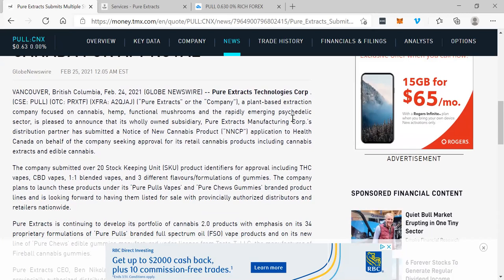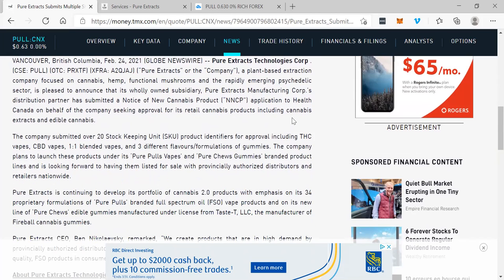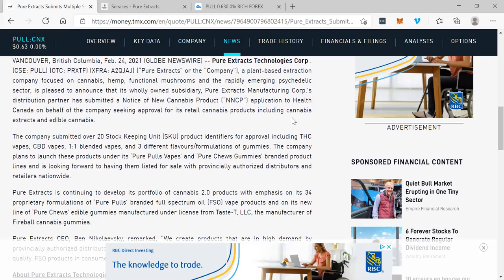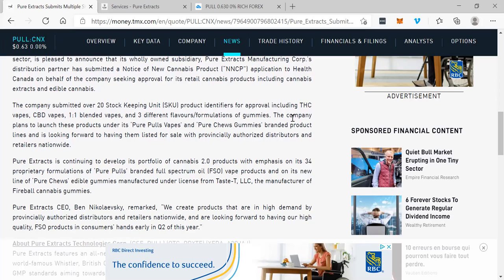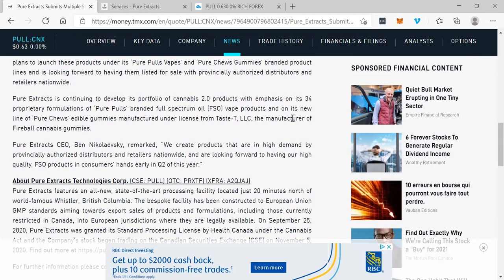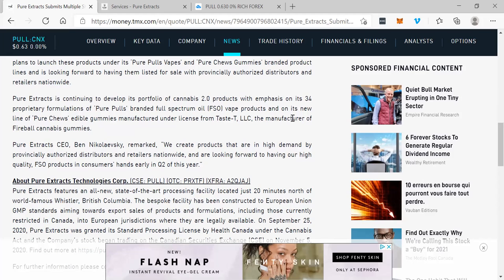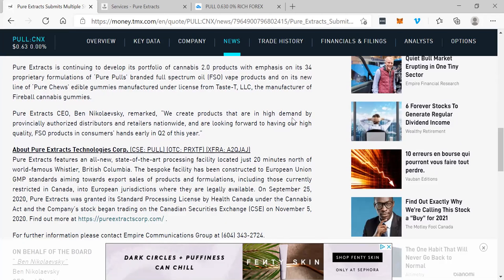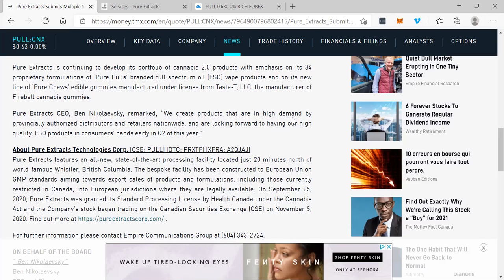The company submitted over 20 stock keeping unit SKU product identifiers for approval, including THC vapes, CBD vapes, one-to-one blended vapes, and three different flavor formulations of gummies. Company plans to launch these products under its Pure Pulls Vapes and Pure Chews Gummies branded product lines, and is looking forward to having them listed for sale with provincially authorized distributors and retailers nationwide. Pure Extracts is continuing to develop its portfolio of cannabis 2.0 products with emphasis on its 34 proprietary formulations of Pure Pulls branded full spectrum oil FSO vape products, and on its new line of Pure Chews edible gummies manufactured under license from Tasty LLC, the manufacturer of Fireball cannabis gummies.